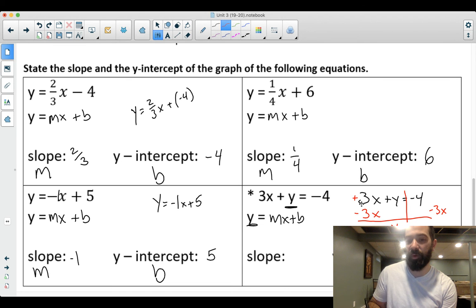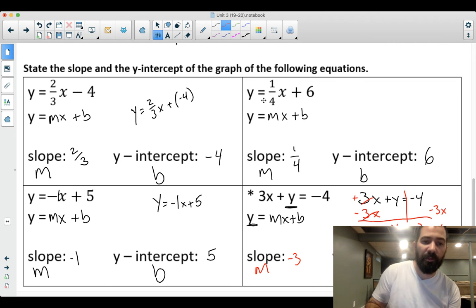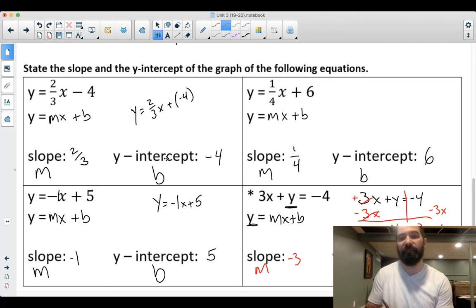We're left with y equals, and I'm going to flip these around. Can do that. Instead of -4 minus 3x, I'm going to do -3x minus 4. And now you have y equals mx plus b. M, right next to the x, is -3. B at the end is -4. And that's how we identify our slope and our y-intercept from an equation.